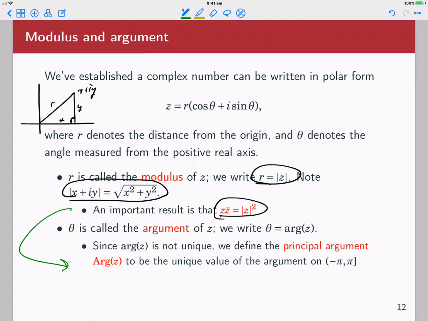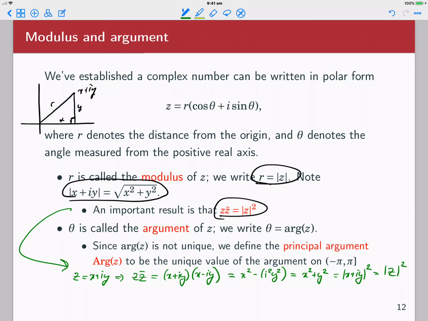Okay. If I let z be a random complex number, so let's say z is x plus iy, then if I do z times z conjugate, I get x plus iy times x minus iy, which is a difference of two squares. So therefore I get x squared minus i squared y squared. And remember, i squared is negative 1, so this just becomes x squared plus y squared. But remember from before, x squared plus y squared is the same as saying the modulus of x plus iy squared. Or in other words, the modulus of z squared.